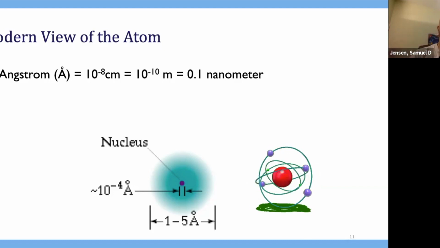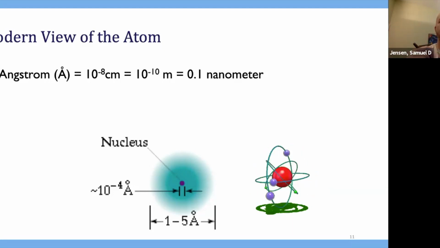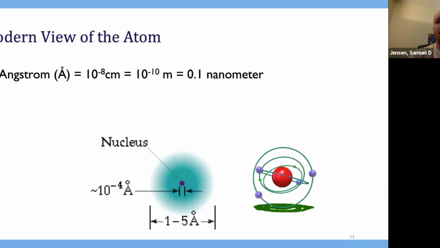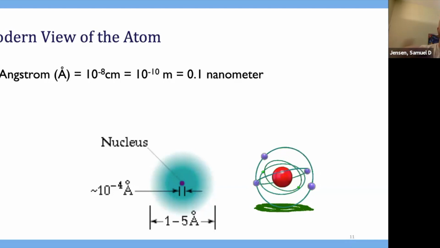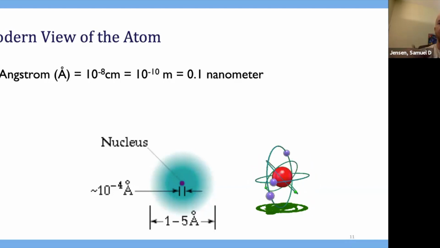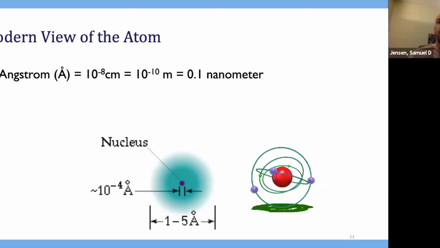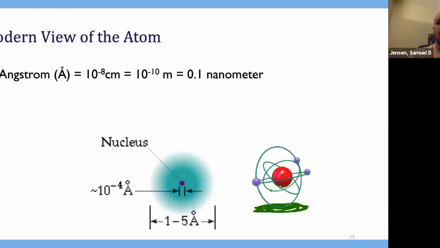Okay, so in your metric system, I would say that there are 10 to the 10th angstroms in 1 meter. So this essentially reframes the size of the atom in a 1 to 5 angstrom size. We find that most atoms tend to be about 1 to 5 angstroms, and the nucleus, the center, is a relatively small space within the whole of the atom.